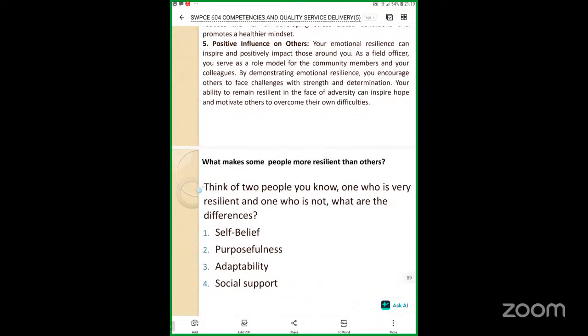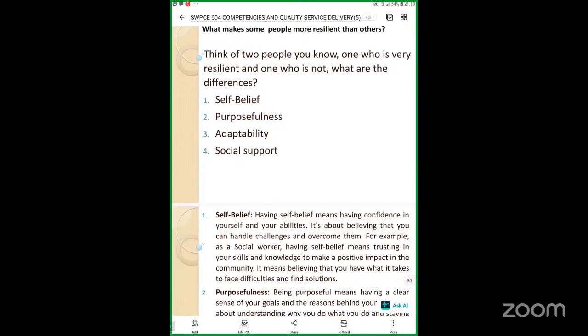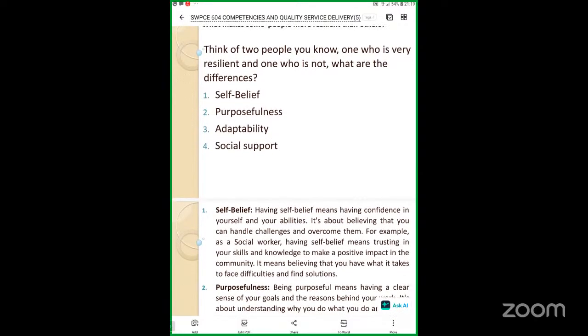You can read more. What makes some people more resilient than others? What makes them more resilient than others? Think of two people you know, one who is very resilient and one who is not. What are the differences? As we are going through this, also ask yourself, do you possess emotional resilience? Do you have it as an individual, as a social worker?